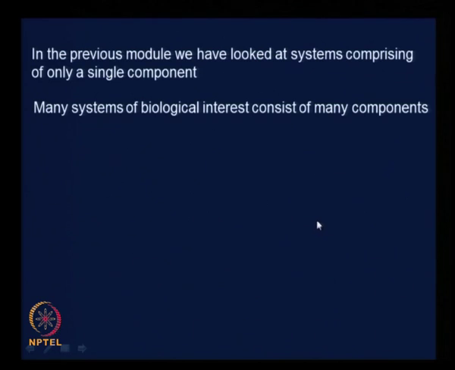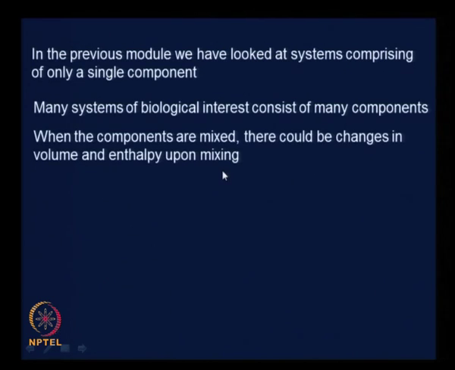Many systems of biological interest consist of many components, and when the components are mixed there could be changes in, for example, volume or enthalpy. What we said was, let us say that there are two components, each one has its own volume, volume is easy to imagine. When we mix them together in a certain proportion, the final volume may not be the weighted average in terms of the mole fractions of the initial volumes. That is the nature of the substance itself, and that we have recognized here, and therefore we need to treat solutions differently.